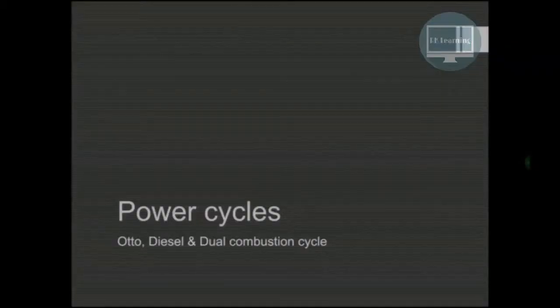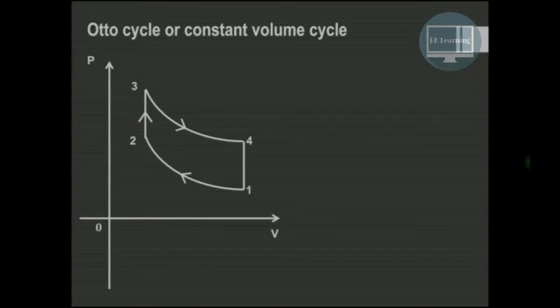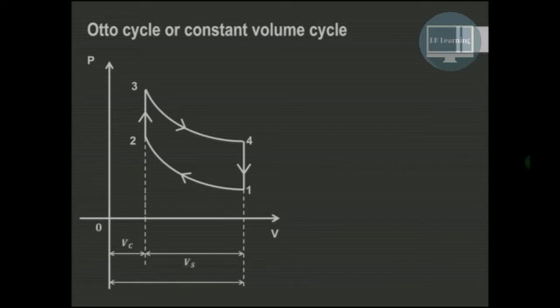In this video, we'll see the analysis of Otto cycle and derivation of air standard efficiency for Otto cycle. So let us start with the PV diagram for this. As shown over here, we have represented the Otto cycle or constant volume cycle on pressure volume diagram. Now the cycle will start from 1 to 2, then 2 to 3, 3 to 4 and 4 to 1.